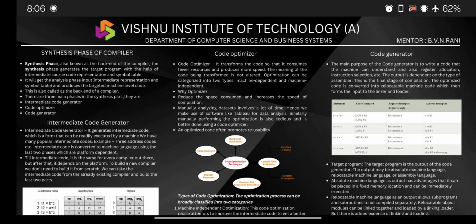We know there are 6 phases of compiler. The first 3 phases are known as analysis phase and the last 3 phases are considered as synthesis phases of compiler. The first 3 phases are also known as the front end part, whereas the synthesis phase is considered as the back end part. In this synthesis phase, there are mainly 3 components. Those are intermediate code generator, code optimizer and code generator.